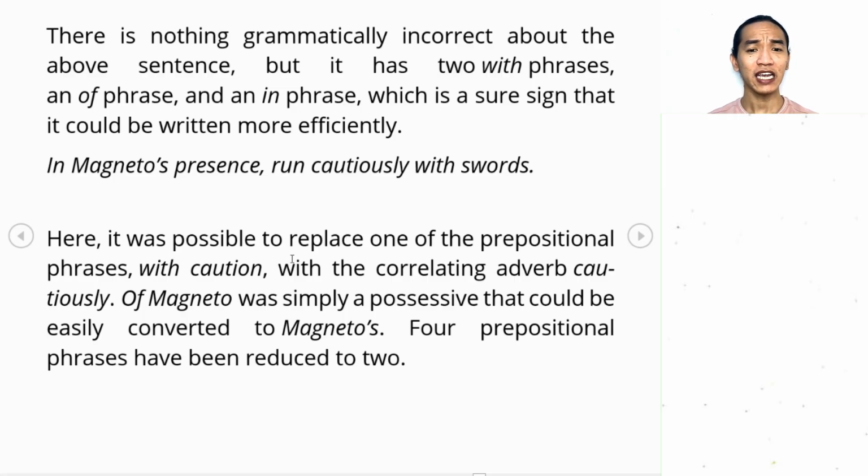Here, it was possible to replace one of the prepositional phrases, with caution, with the corresponding adverb, cautiously. Of Magneto was simply a possessive that could be easily converted to Magneto's. So four prepositional phrases have been reduced to two. Okay, you see that strategy? You can also do that in writing. It might be difficult to do that in speaking, but you can definitely do that in writing.